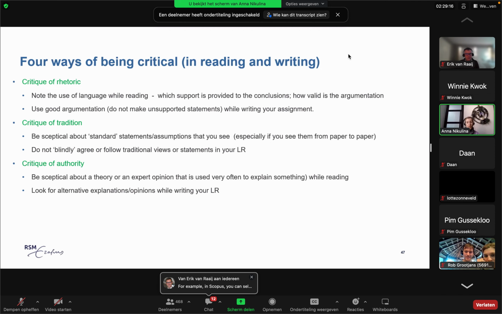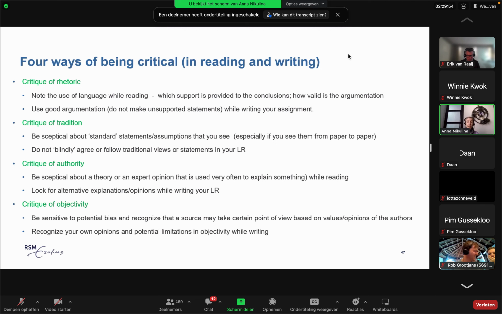Authority. Be skeptical about a theory or expert opinion that's used very often to explain something. Yeah, because this is a sign that people again just take something that's mainstream, without necessarily looking for fresh alternative opinions or explanations. Good science always looks for alternatives and new explanations and ways to look at things. And again, when you write, look for alternatives yourself. Don't just get stuck to one theory, to one expert opinion. Be open. Look for valid alternatives that can help you to write about your research.